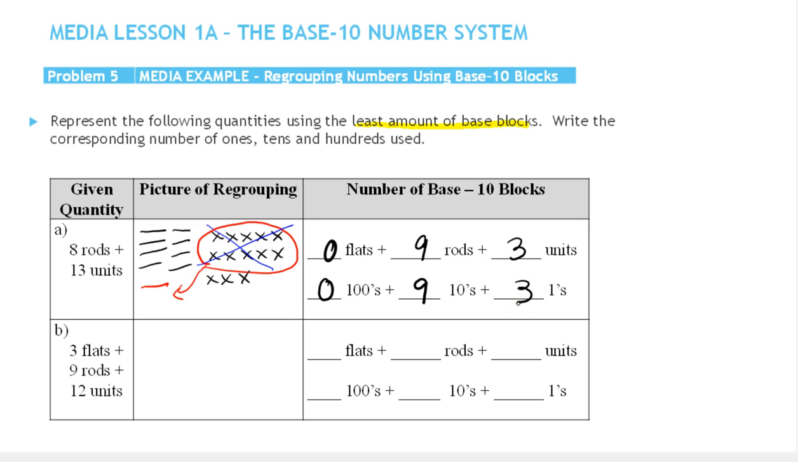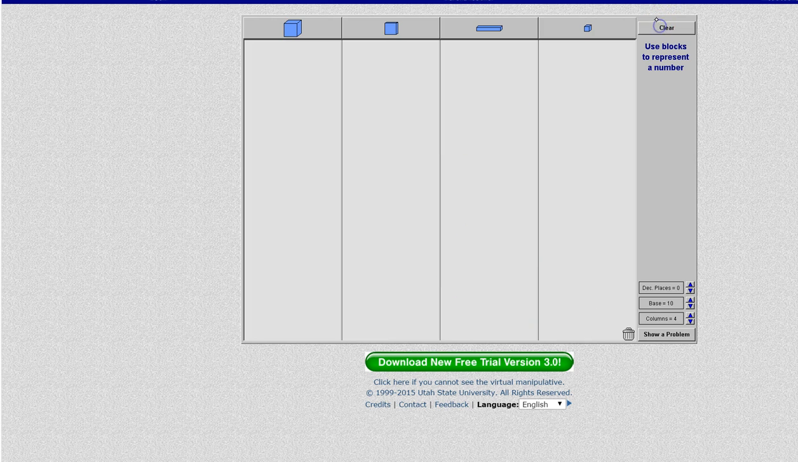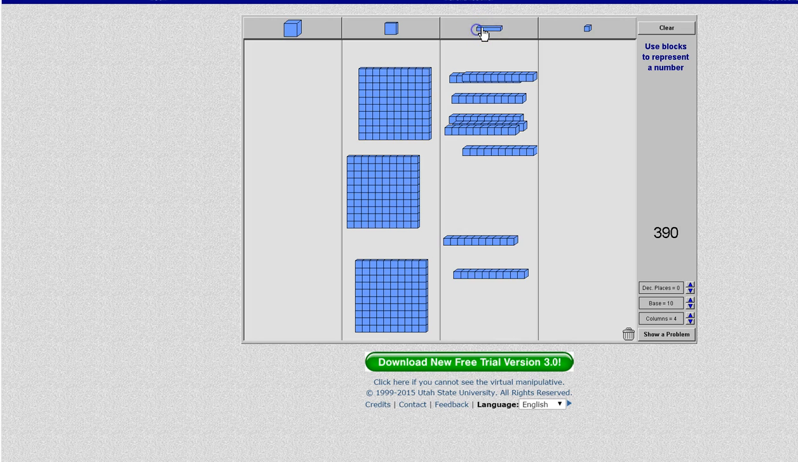Let's look at the next one. So in the next one we have 3 flats, 9 rods, and 12 units. So let's represent that on the site. Clear. So we have 3, 1, 2, 3. 1, 2, 3, 4, 5, 6, 7, 8, 9. Yeah, we'll just leave them like that. And it was 12 units. 1, 2, 3, 4, 5, 6, 7, 8, 9, 10, 11, 12.